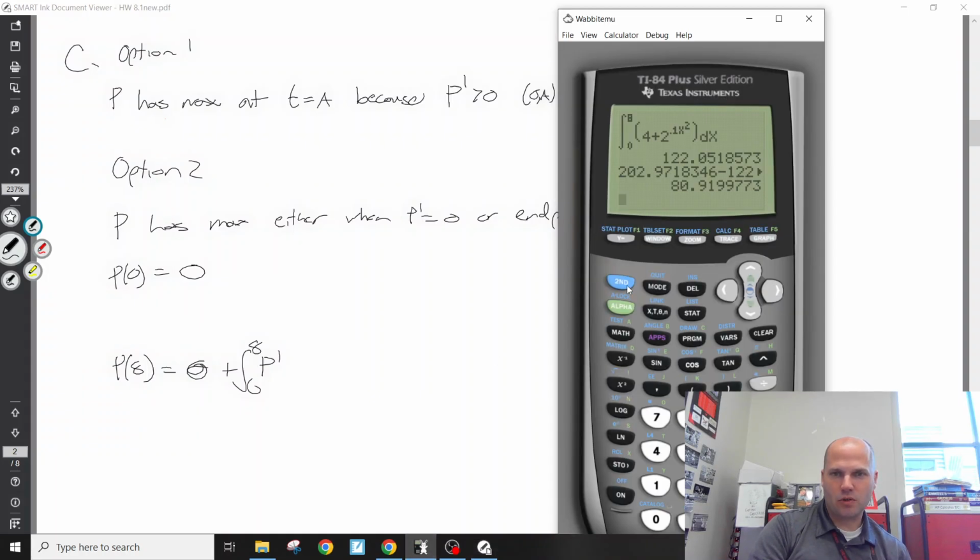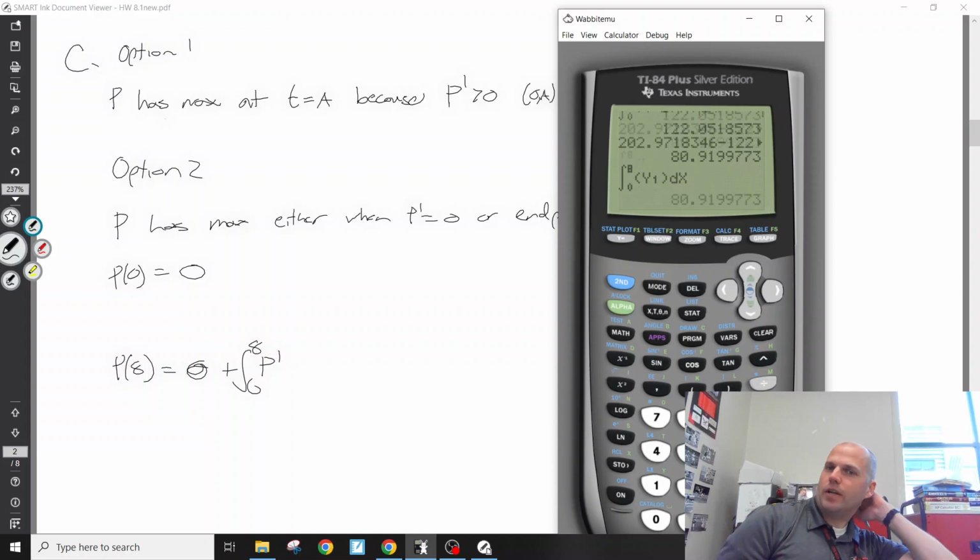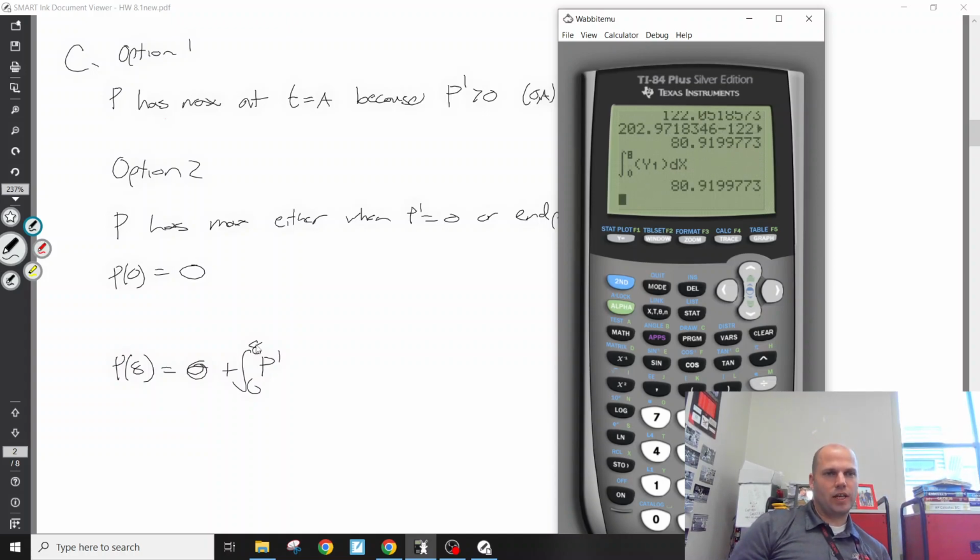So if you wanted to, you go second, math 9. You can go 0 to 8 of P prime. I graph P prime in Y1. Alpha, F4, Y1, or you go vars, Y vars, function Y1. Boom, you're going to get that same number, 80.9199. Okay, so that's the total amount.